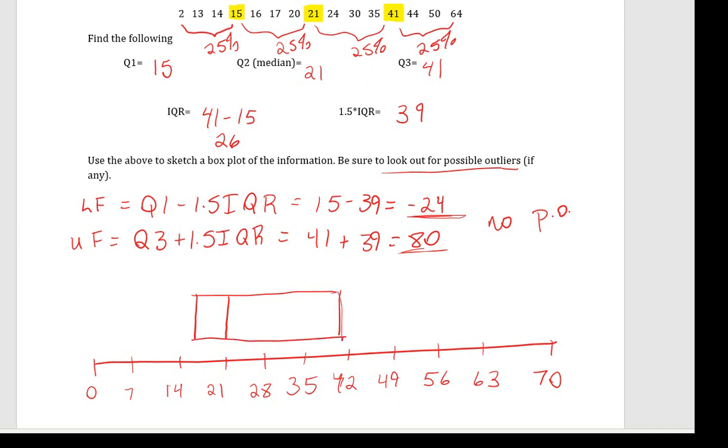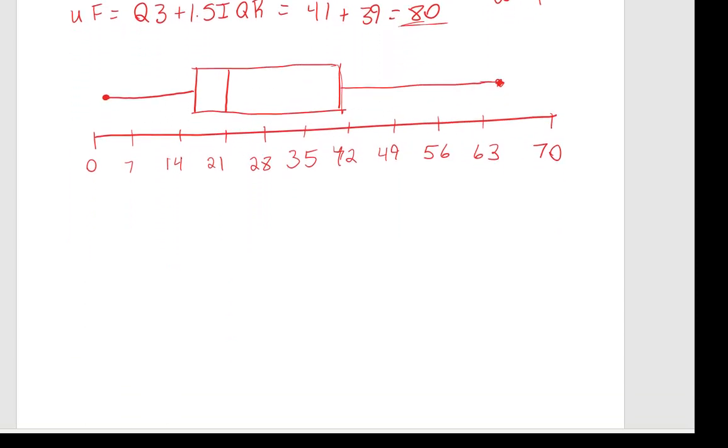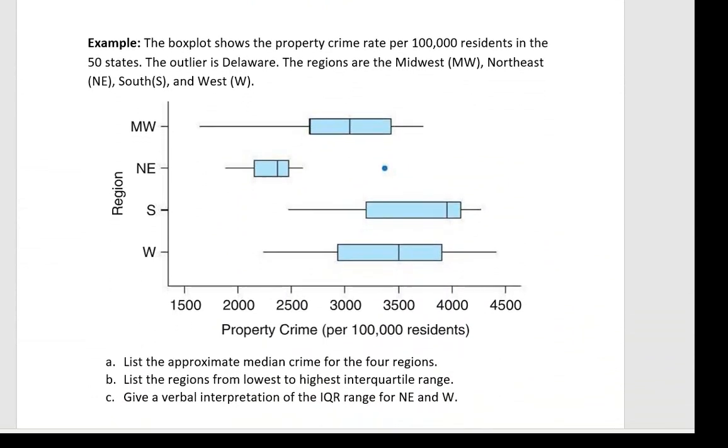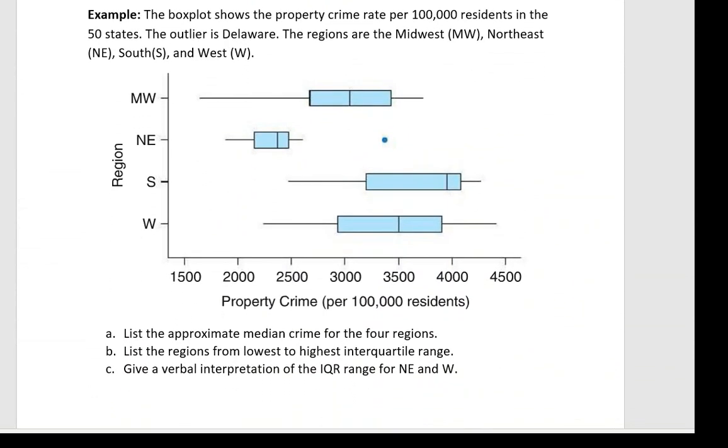After that, I'm going to start drawing my whiskers. So remember, our whiskers are going to go to our lowest non-outlier. Since we don't have any outliers, it's just going to go to our lowest observation, which is 2, and then up to our highest non-outlier observation. So since we don't have any outliers, that's just going to go up to 64. And we are done with our box plot. Like I said, in the next video on StatCrunch, I'm going to show you guys how to do that using technology.